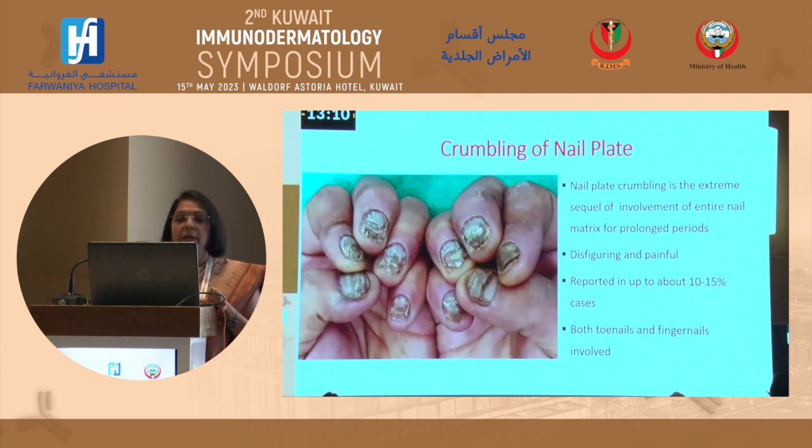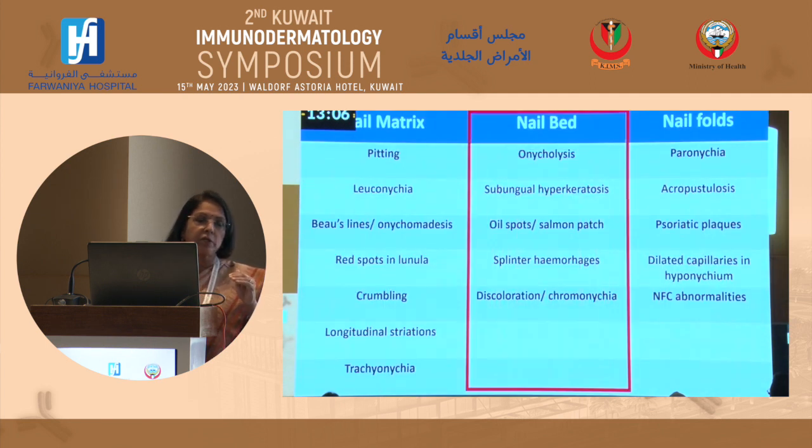Now coming to the nail bed manifestation, it is onycholysis, meaning painless separation of the nail plate from the nail bed distally. Proximally, if it happens, it's onychomadesis. And there is subungual hyperkeratosis, which again cannot happen without onycholysis. Oil spots or the salmon patch are hallmark, and splinter hemorrhages.